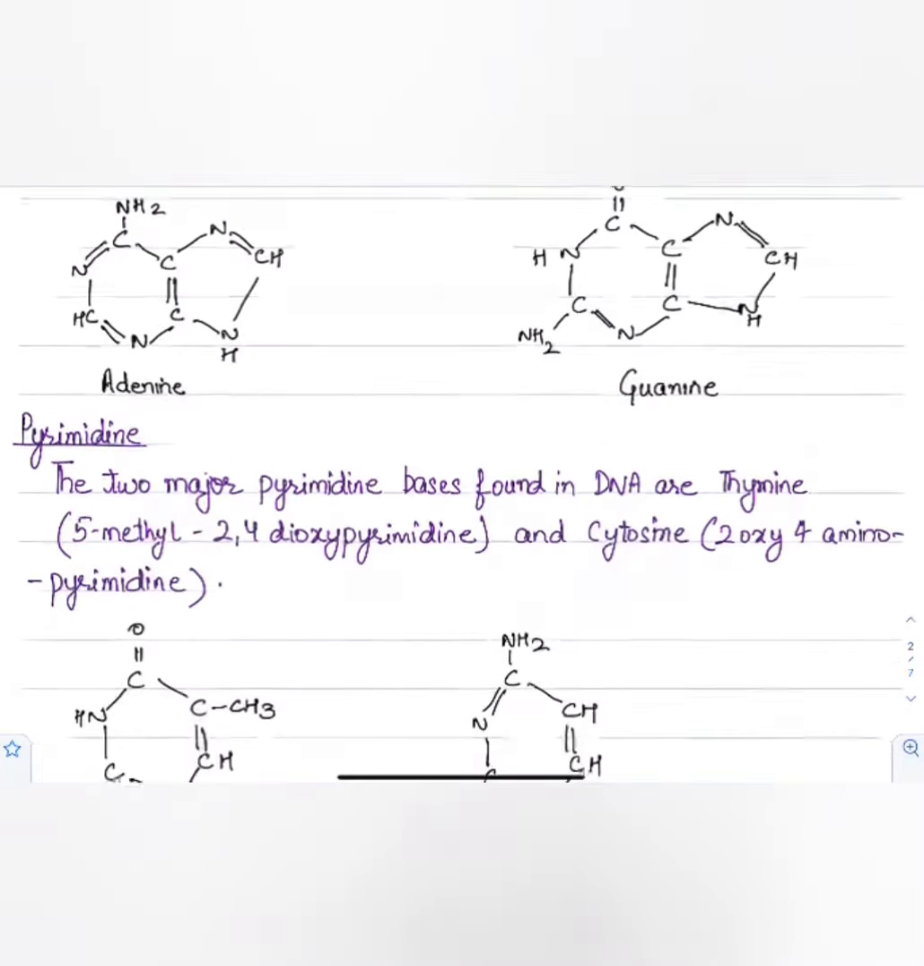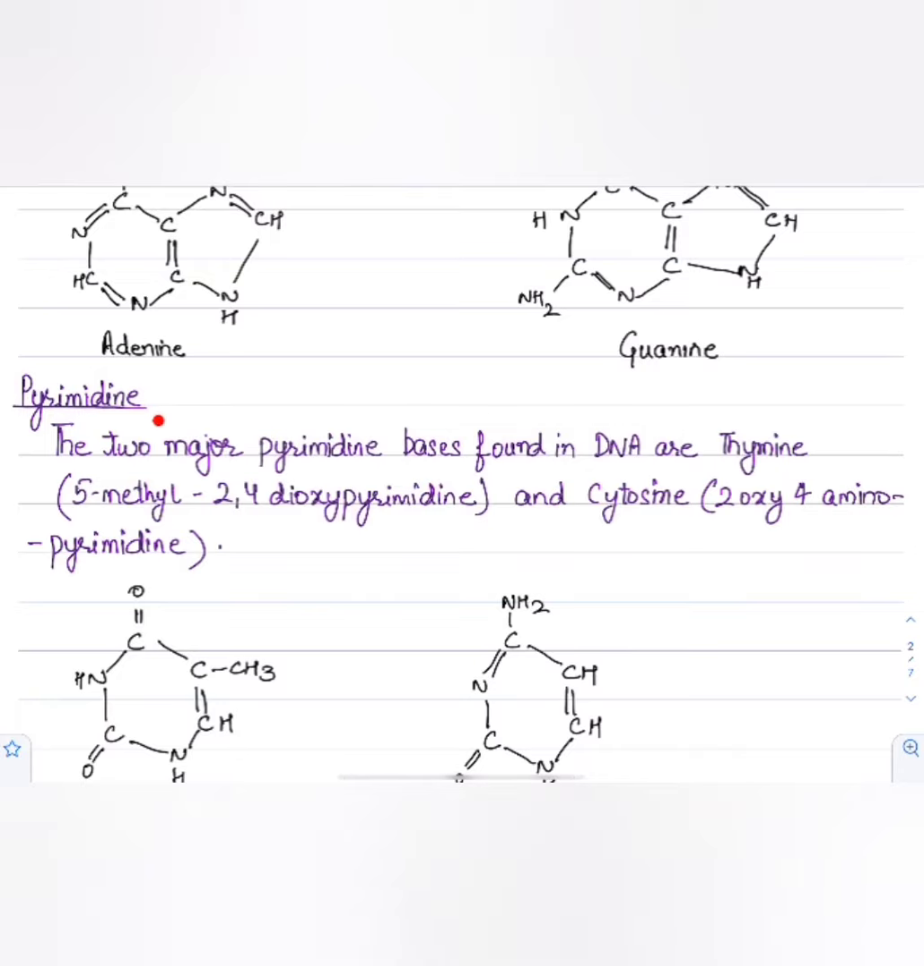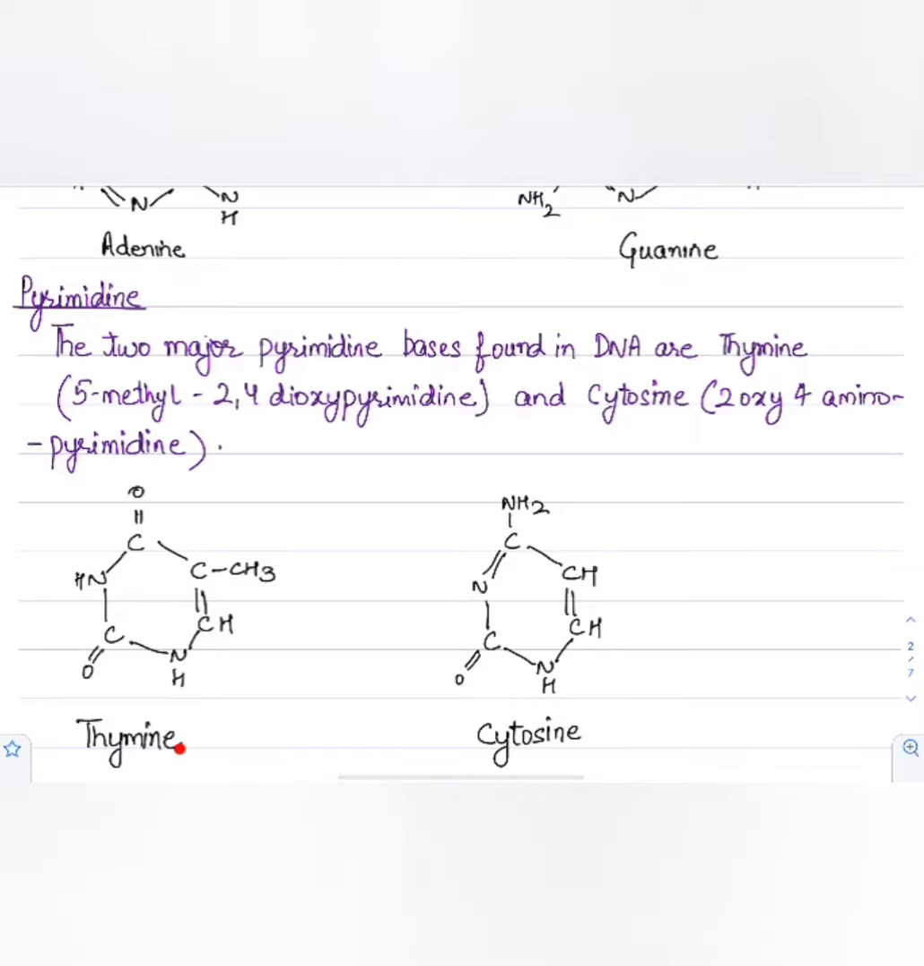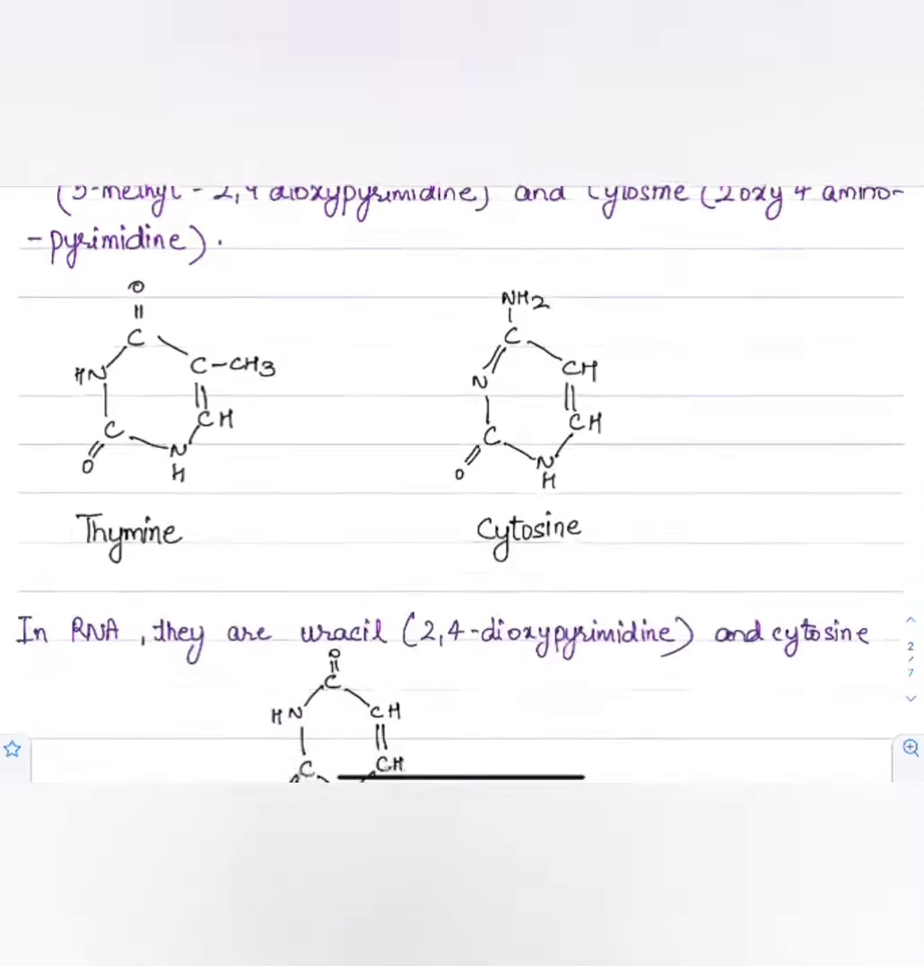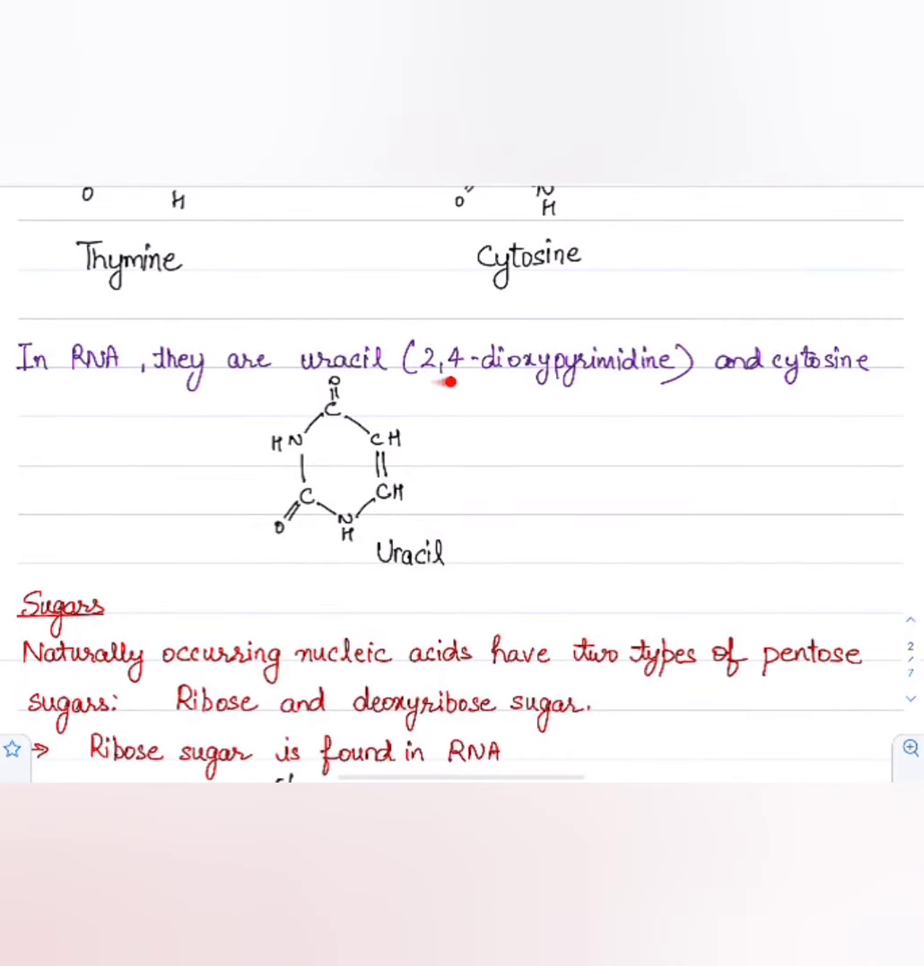In the case of pyrimidines, the two major pyrimidine bases found in DNA are thymine, also called 5-methyl-2,4-dioxypyrimidine, and cytosine, 2-oxy-4-aminopyrimidine. The difference between thymine and cytosine is that we have an amino group at the C6 carbon here, we can see. In RNA, we have another nitrogenous base called uracil, which is 2,4-dioxypyrimidine. It differs from thymine just by a methyl group. So thymine and uracil differ from each other by a methyl group.